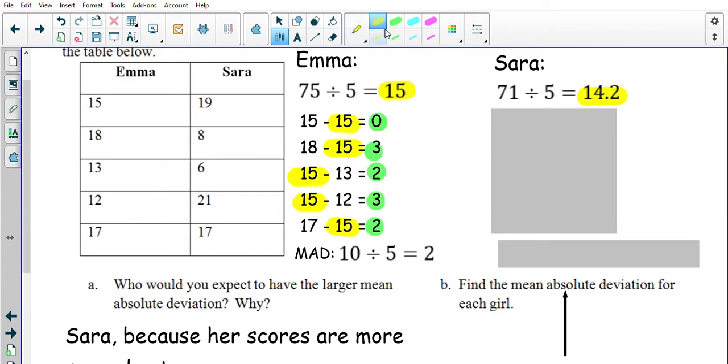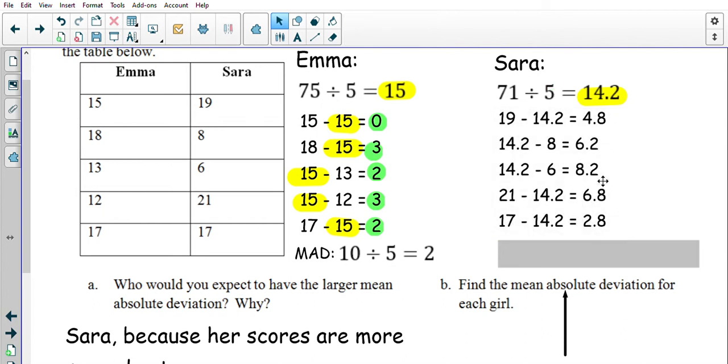Now we have to find the difference between each number in her set and 14.2. So take 19 minus 14.2 to get 4.8. 14.2 minus 8 to get 6.2. 14.2 minus 6 to get 8.2. 21 minus 14.2 to get 6.8, and 17 minus 14.2 to get 2.8.